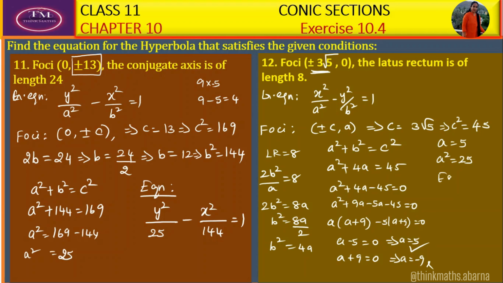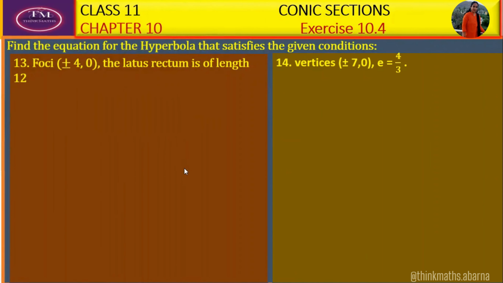So what is the equation? Equation is x square by a square, so 25, minus y square by b square. What is b square? B square is 4a. So 4 into what is a? 5, which is 20. So b square is 20, equal to 1. So this is the equation of the hyperbola. Clear, children? So moving on to the 13th one.